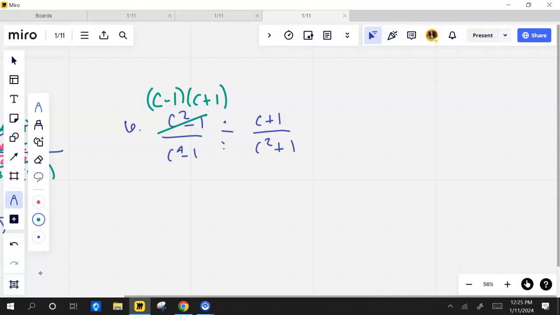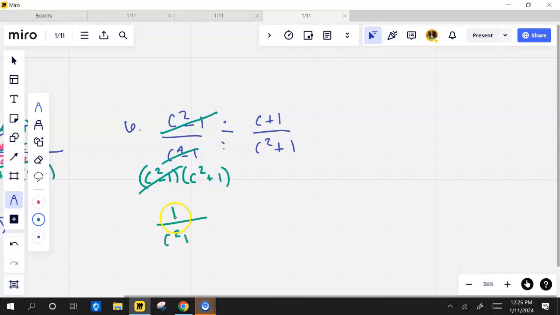I probably wouldn't do that first off. Anybody else do something different first off? What'd you do? That's what I did too. Not that that was wrong, but for this one, I made it C squared minus 1, C squared plus 1, because at this point, I could cancel this whole top out with that piece. So now I have 1 over C squared plus 1. I'm going to change this to multiply, and I'm going to flip over that second fraction.